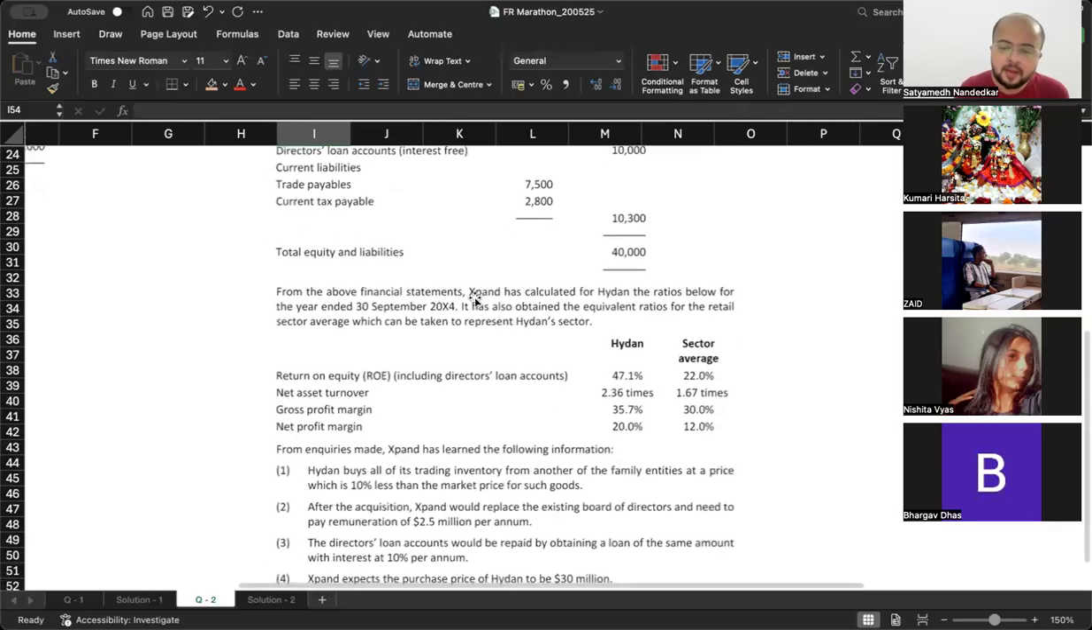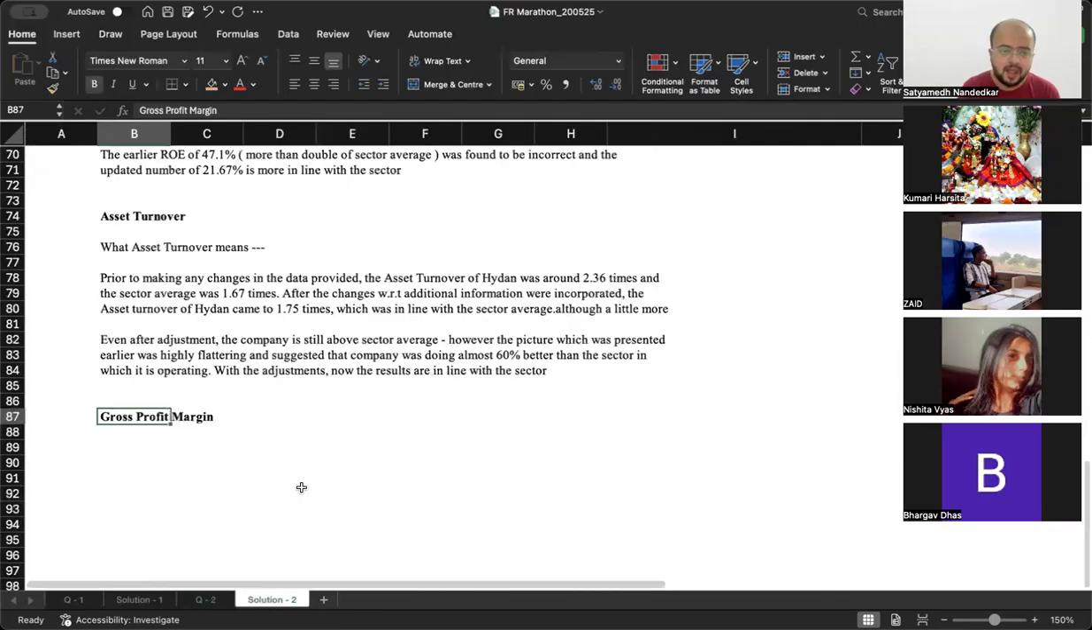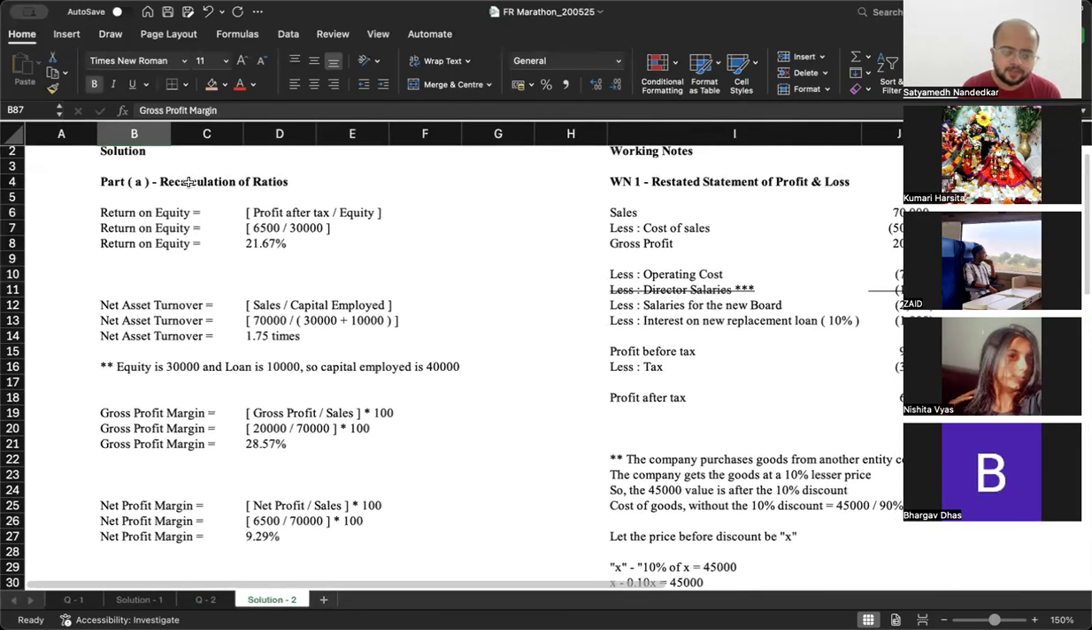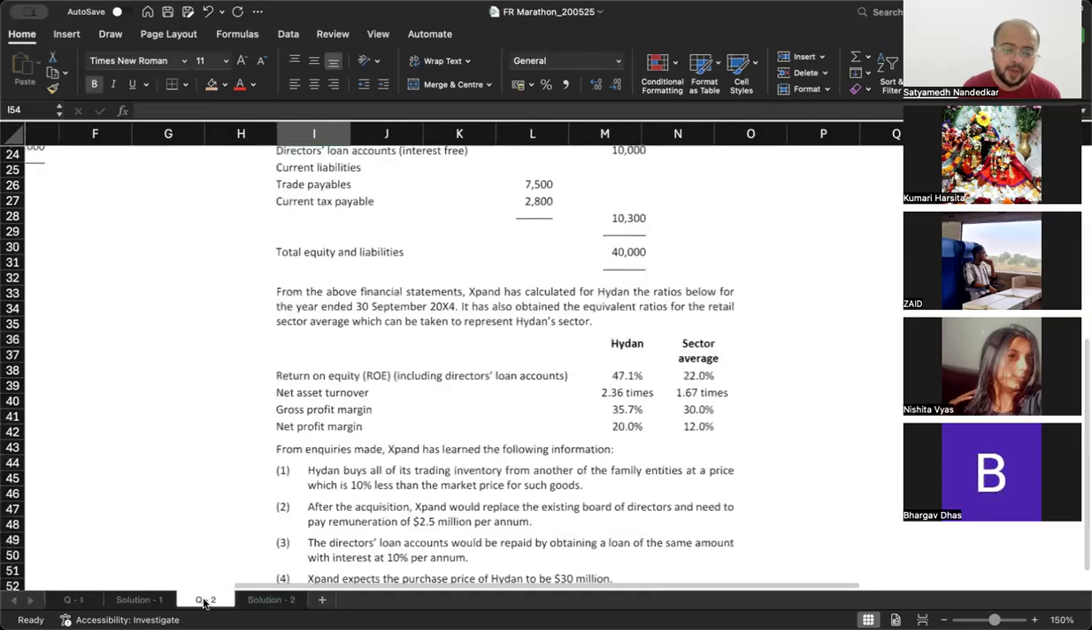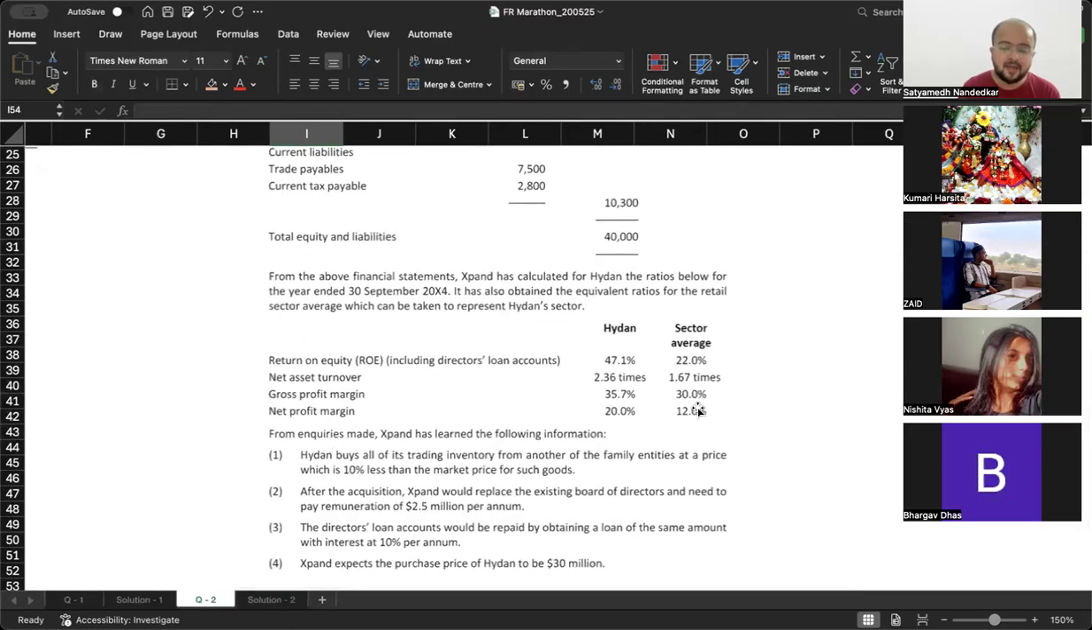Chalo, tell me. Post the adjustment, is Hayden's gross profit ratio in line with the sector average? I would say yes, it is slightly lesser than the sector average, but it is close to the sector average. And net profit ratio earlier, so before the adjustment, it was 20%, sector average was 12. After the adjustment, the net profit ratio fell down to 9.29%, जबकि sector average is 12. So in a way, the net profit ratio is significantly below the sector average.